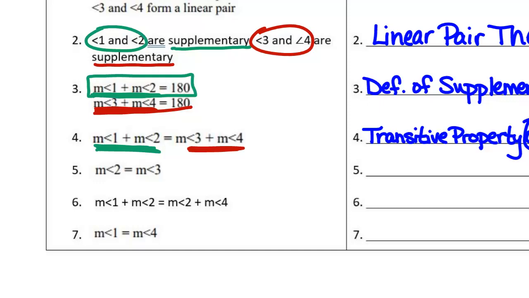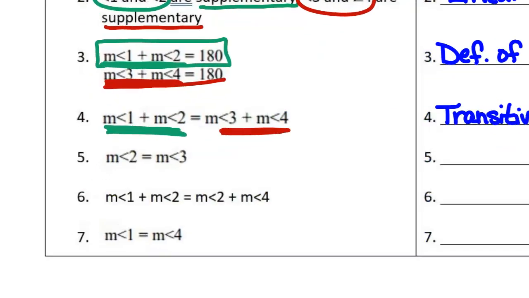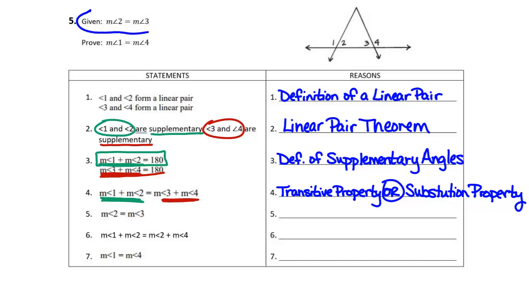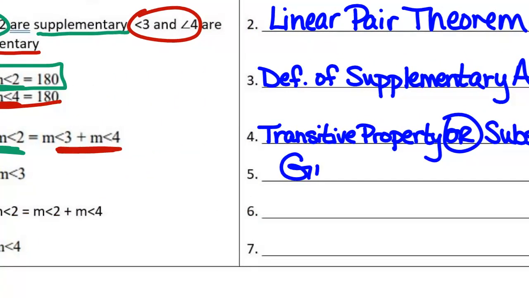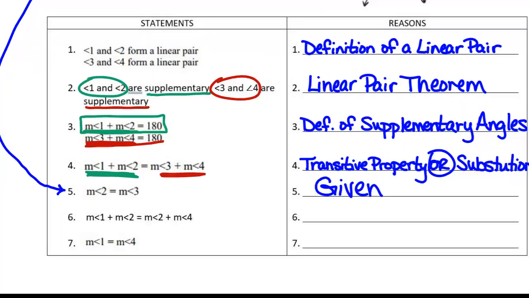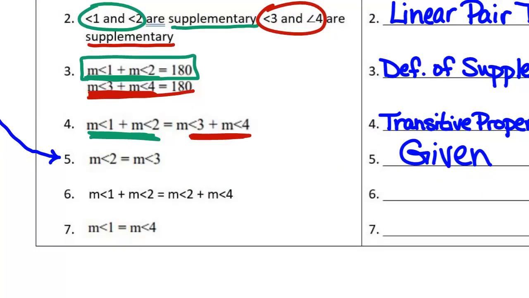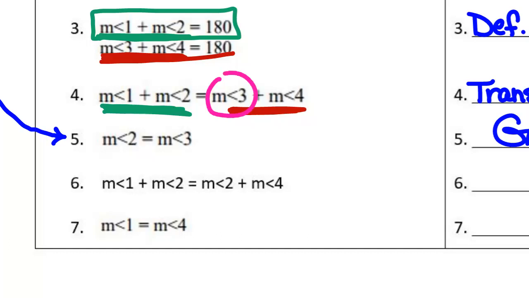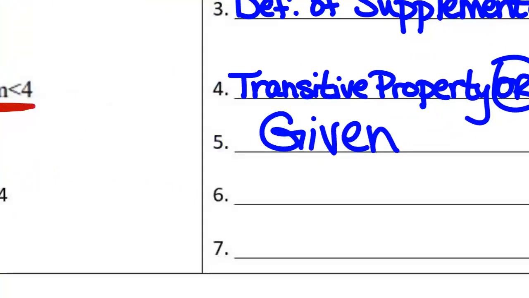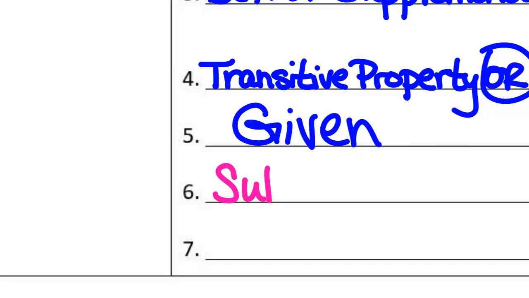What do you notice about number 5? That's our given information. They waited all the way down here to use that given information. We never wait that long. How did they use it then? How did they use that given information? Substitute. Instead of angle 3, they replaced it with angle 2, which we can do because they're the same size here. So this is substitution, and this one has to be substitution.